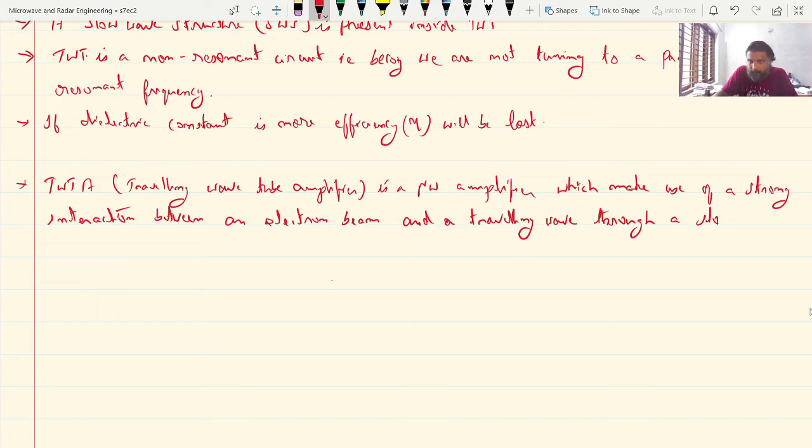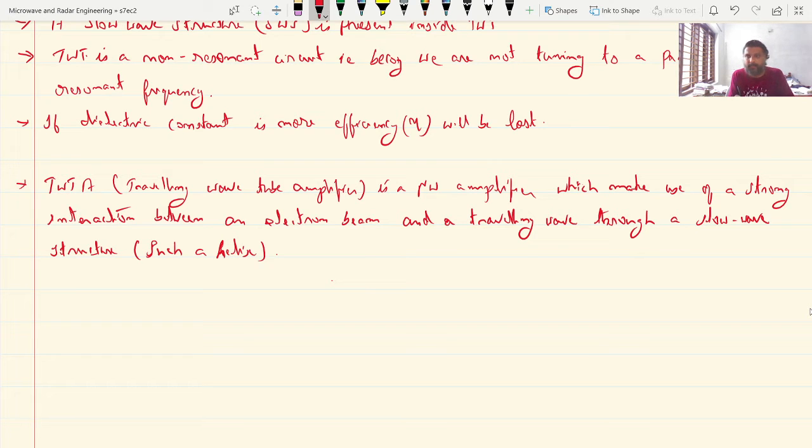Through a slow wave structure, and that structure can be, in general I will give only helix, such as helix. Okay, so many structures are there. Such a helix. So inside this helix is a slow wave structure.